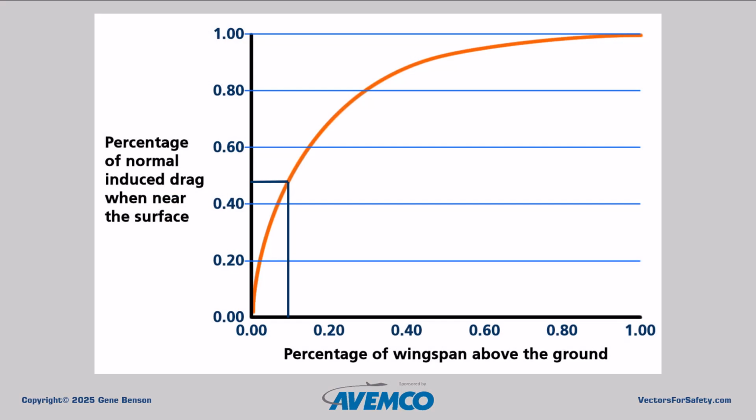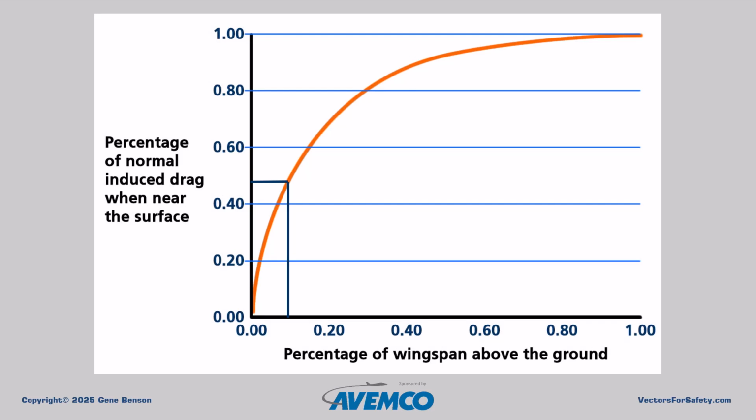Again, returning to this graph, we can see that when the Warrior is on the ground, the underside of the wing is about 8% of the wingspan above the ground. That means that the best we can experience is about 48% of the induced drag that we would have in flight. This illustrates the difference between a low-wing airplane and a high-wing airplane in regard to ground effect.